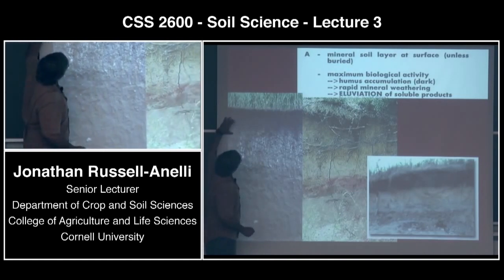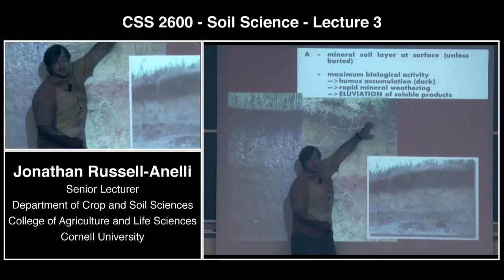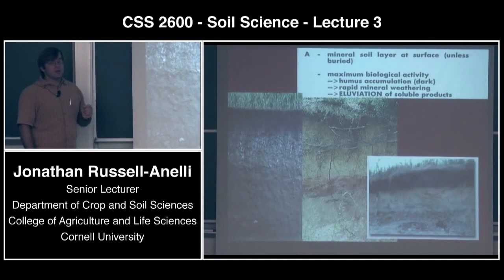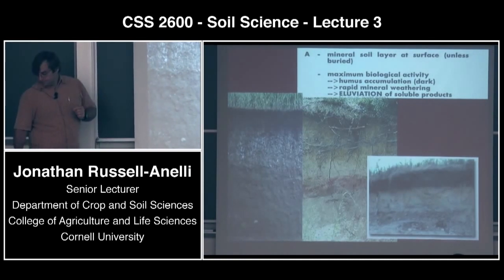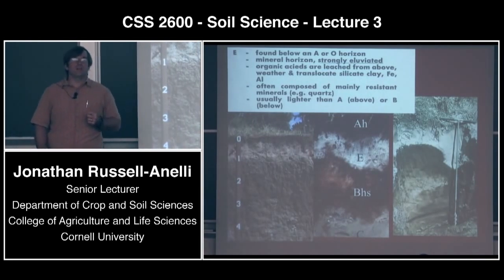This is organic up here, but you can see this nice zone right through here. You can see this nice, it's dark. It's dark like it's organic because it has organic material in it, but it's still predominantly a mineral soil. Right below this soil, we have an E horizon.